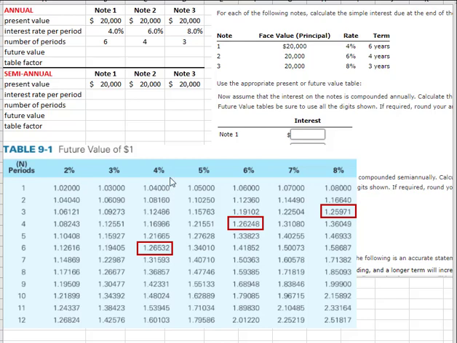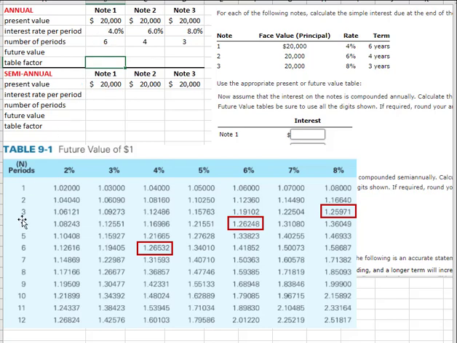In the future, with annual compounding, I'm going to have the present value times the table factor, which is going to give me that future value. Now, in this particular case, they didn't ask for the future value. They asked for the interest amount that was in the future value. So we'll get the future value, subtract out the present, and that will be the interest that grew on it. The difference between what it is now and what it will be later is the interest in a lump sum problem.